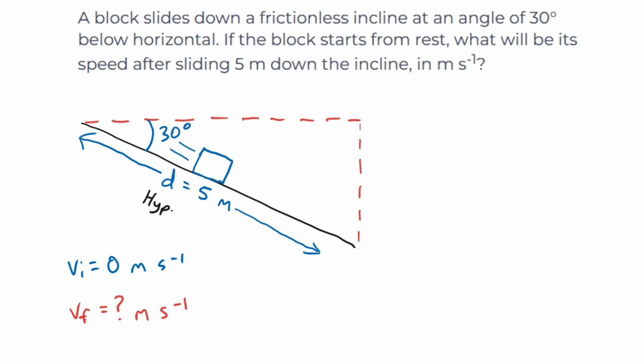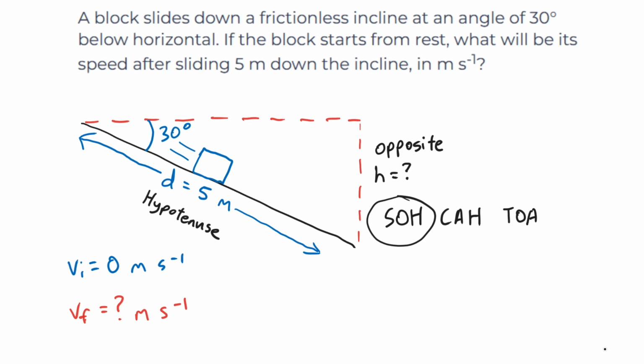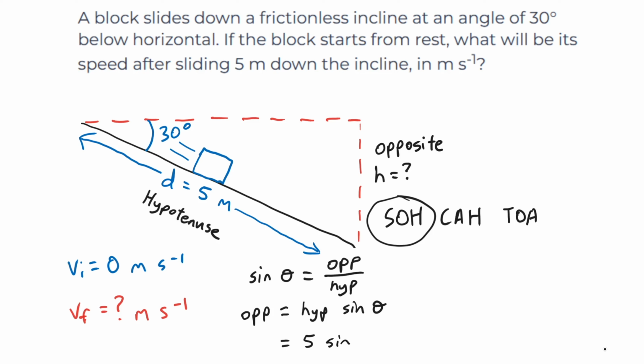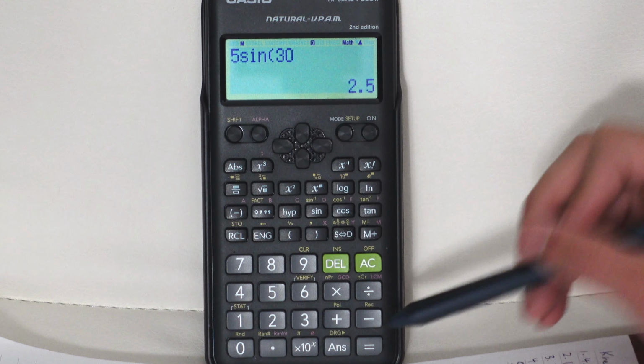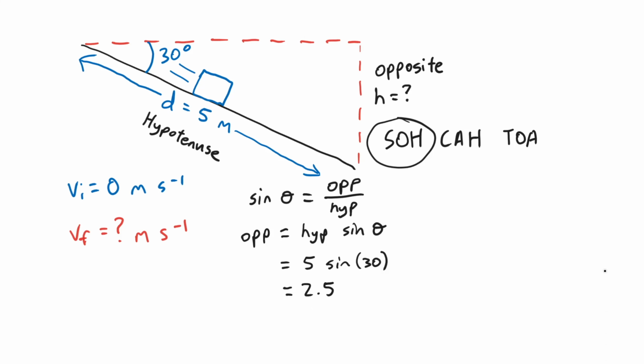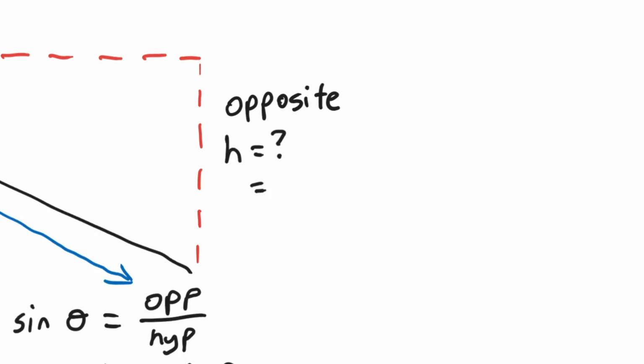The longest side is the hypotenuse, and we want to find the length of the side opposite the angle. So we need the equation containing O and H. That would be SOH: sine of theta equals opposite over hypotenuse. We need opposite, so multiply both sides by hypotenuse, and we get opposite equals hypotenuse times sine of theta. If we substitute our values, opposite equals 5 times sine of 30, and plugging that into the calculator, we get an answer of 2.5. So height is equal to 2.5 meters.